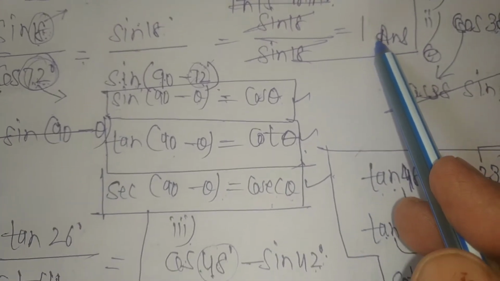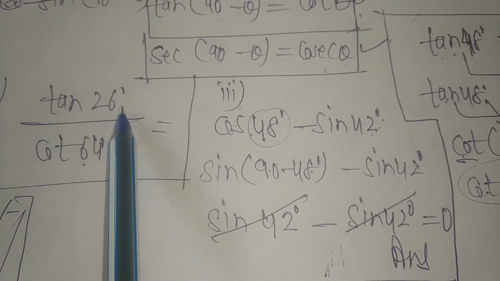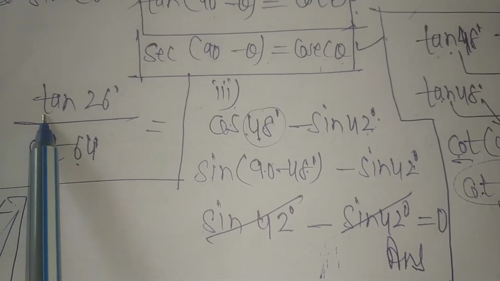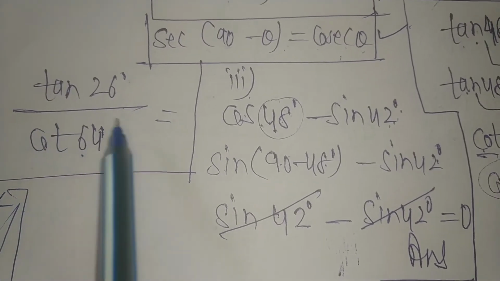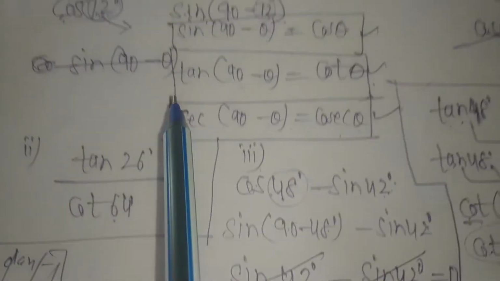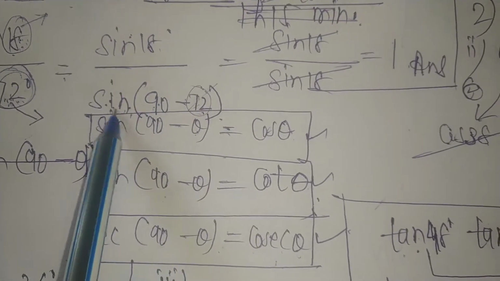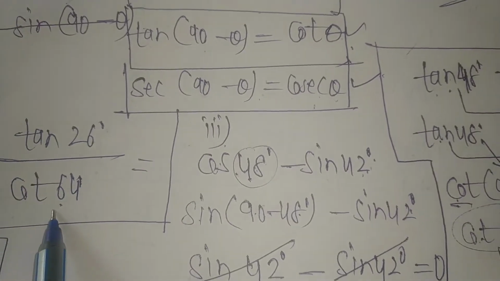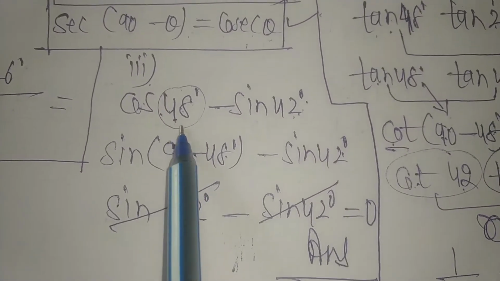So come to the next question. Similarly, tan 26 upon cot 64. Again we will change 64 and, keeping the same reference, we will solve this question, right? Now come to question number 3.